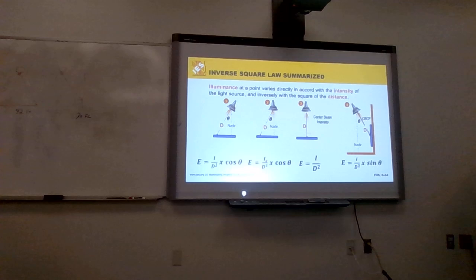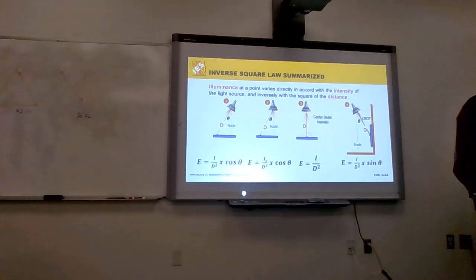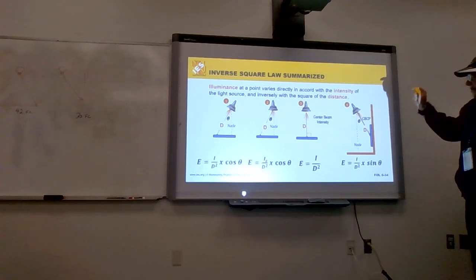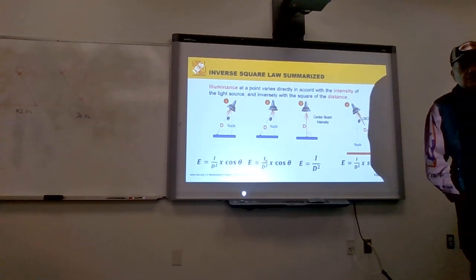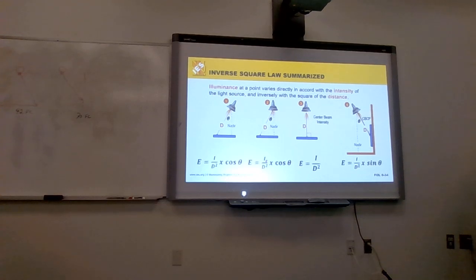So, 0.5 is the sine of the angle of 30, and 0.707 is the sine of the angle of 45. Yep. So sine and cosine come into play when the beam angle is not perpendicular to the object.